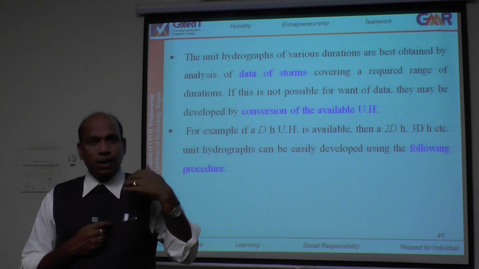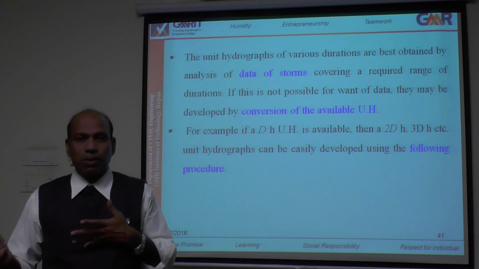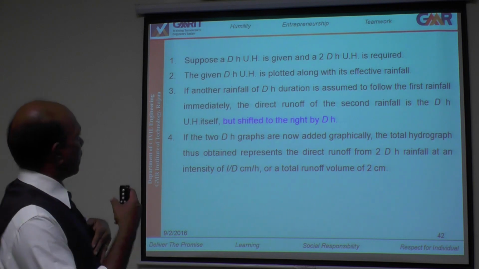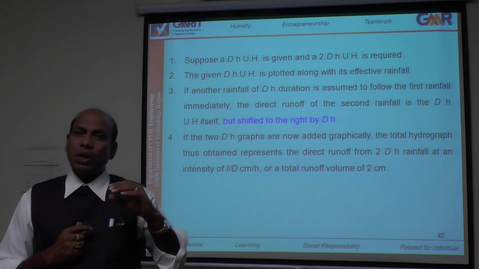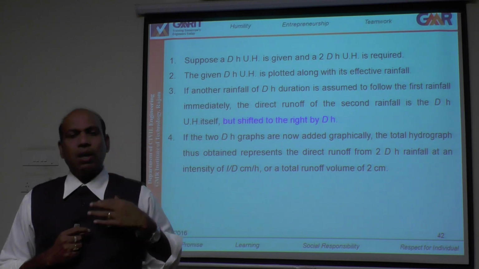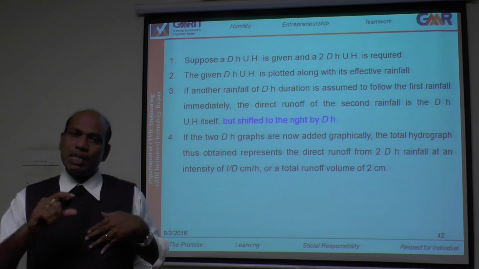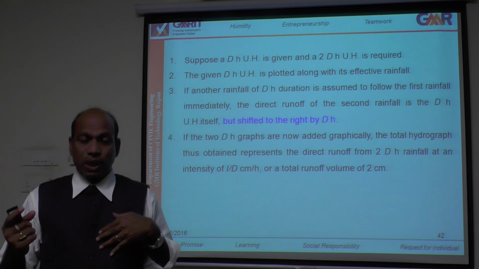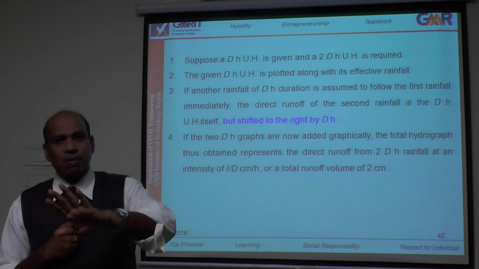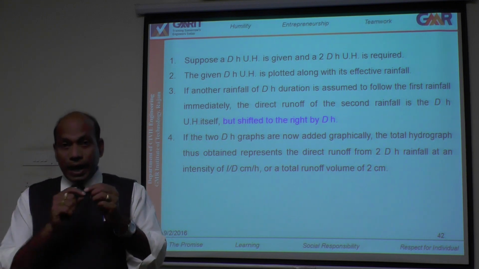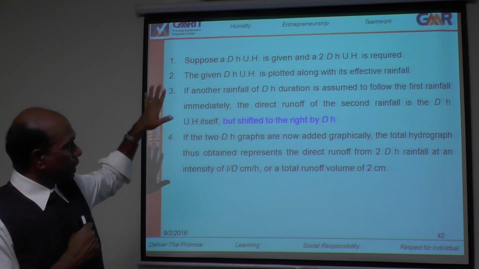In this case, by using a D hours unit hydrograph, we can construct a 2D hours unit hydrograph, a 3D hours unit hydrograph. Suppose we have a D hours unit hydrograph, meaning a 3 hours unit hydrograph. If we want to construct a 2D hours unit hydrograph, that means a 6 hours unit hydrograph, and a 3D hours unit hydrograph, a 9 hours unit hydrograph. That means we have a 3 hours unit hydrograph, and we are going to construct 6 hours and 9 hours unit hydrographs. It represents the same integral multiple, only possible by using this technique.